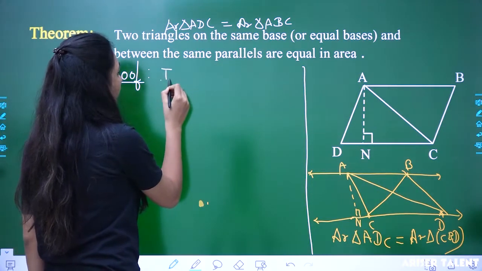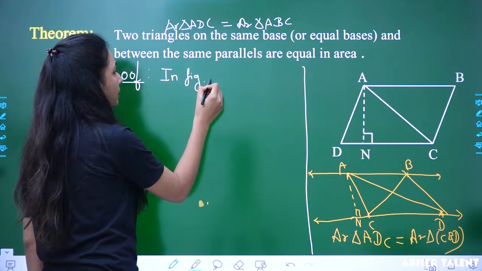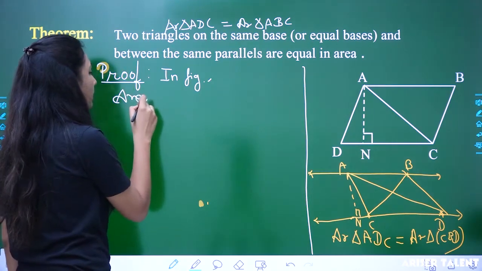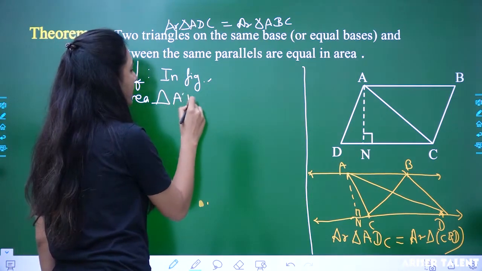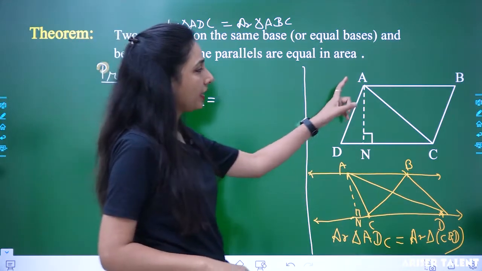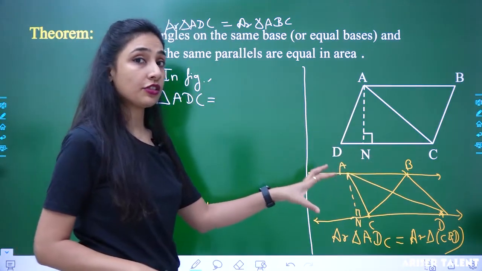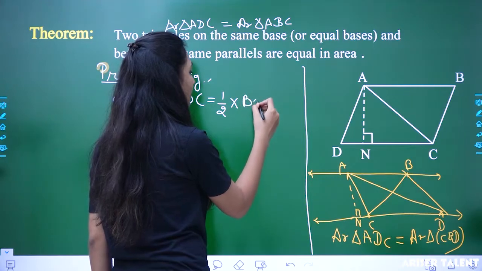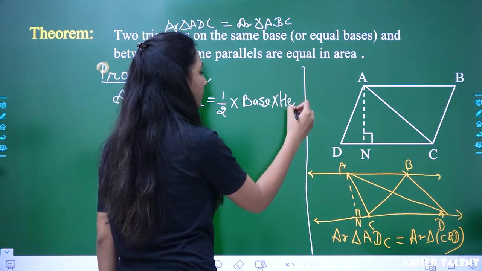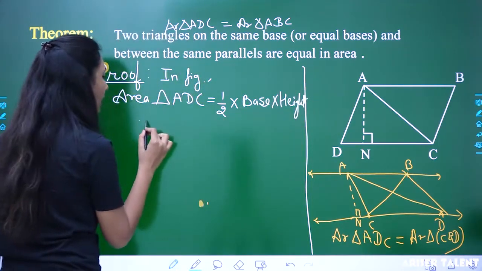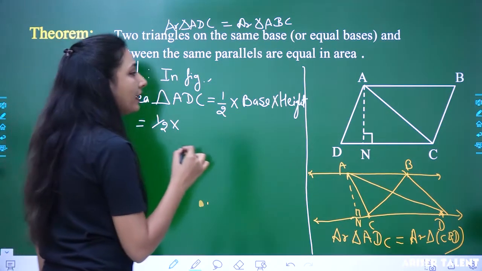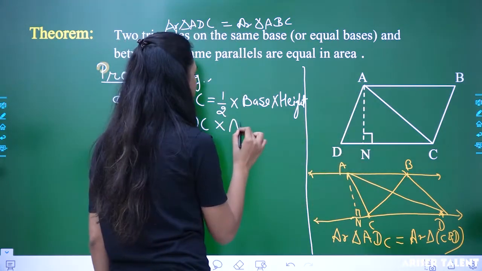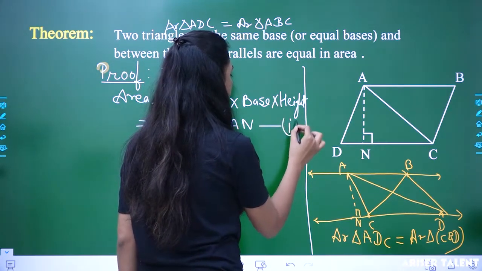Now, proof. In the figure, we have area triangle ADC is equal to, because by the construction we have drawn AN perpendicular to DC. This is in the construction, you have to write it. So ADC will be equal to half multiplied by base multiplied by the height, and here half is half, the base is DC, and the height is simply AN. This is the first thing.